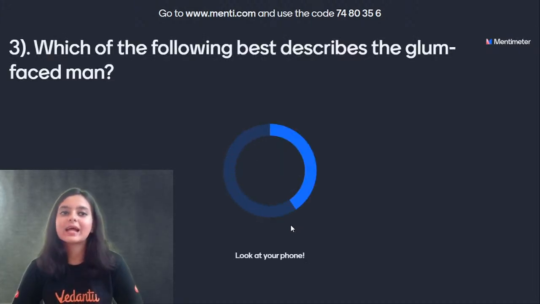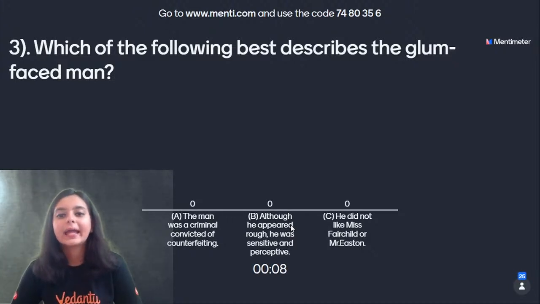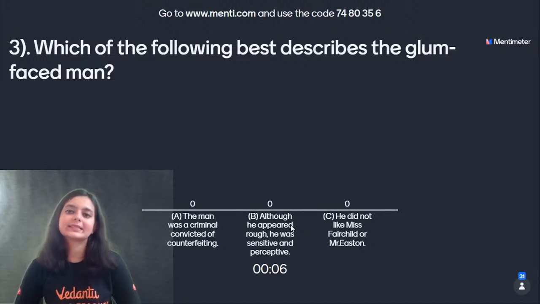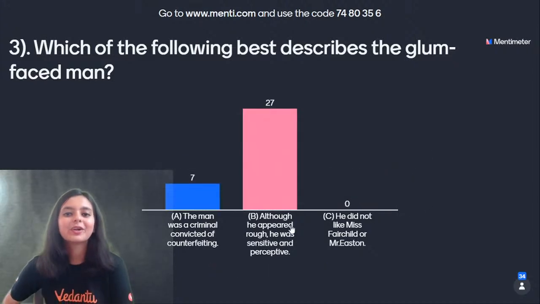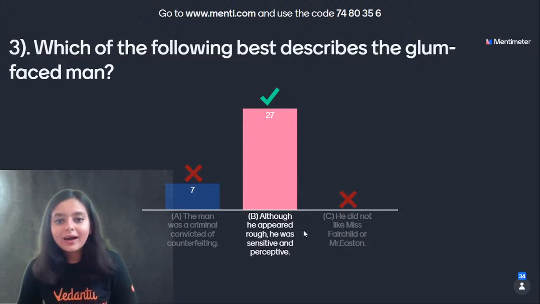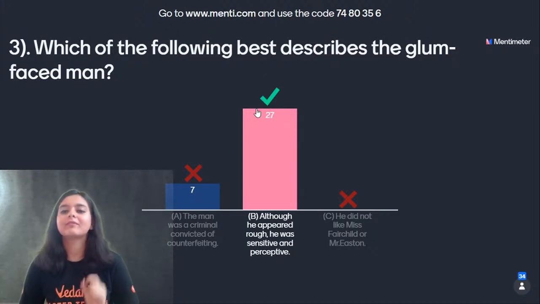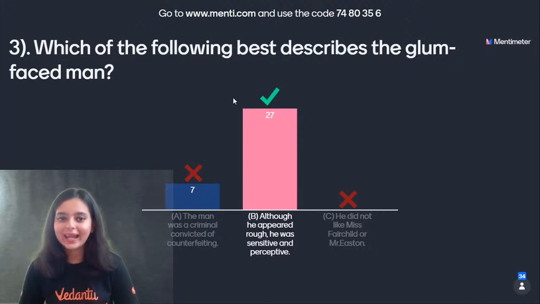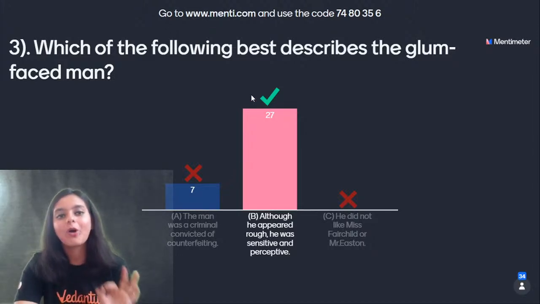Which of the following best describes the glum-faced man? The man was a criminal convicted of counterfeiting. Although he appeared rough, he was sensitive. He did not like Miss Fairchild or Mr. Easton. Very simple question. No one should be wrong here. Yes, although he appeared rough, he was sensitive and perceptive. That is a characteristic feature we can ascribe to the glum-faced man. He was not the criminal. It was the other one, Mr. Easton, who was the criminal, so that is not a characteristic feature of the glum-faced man.